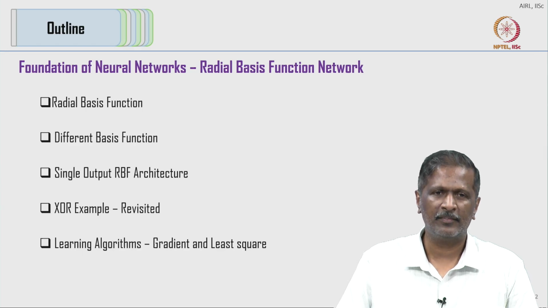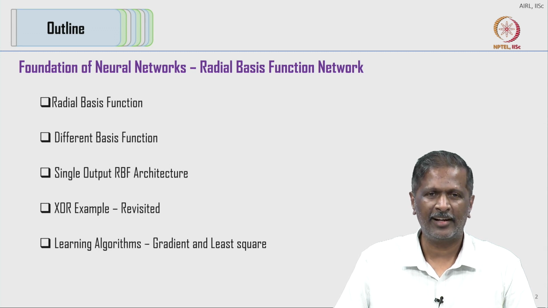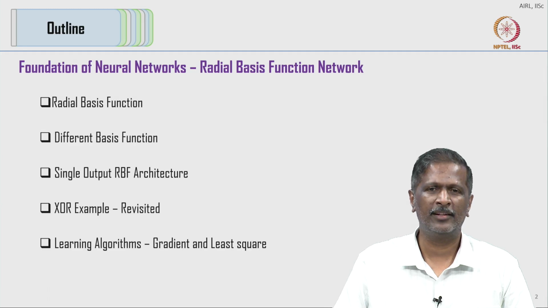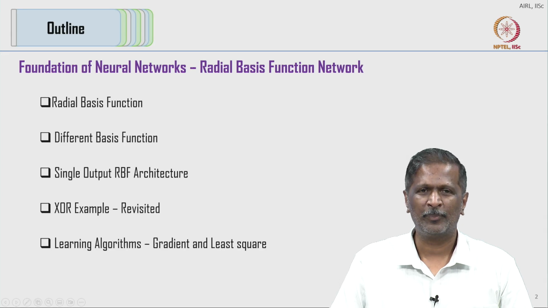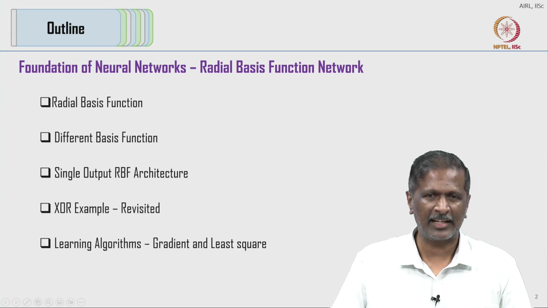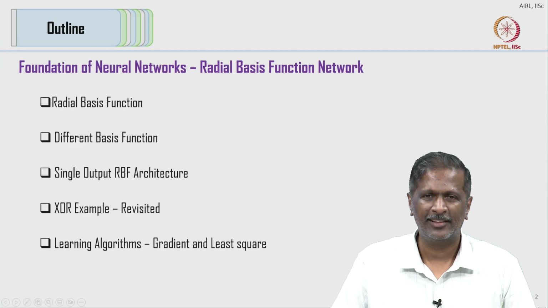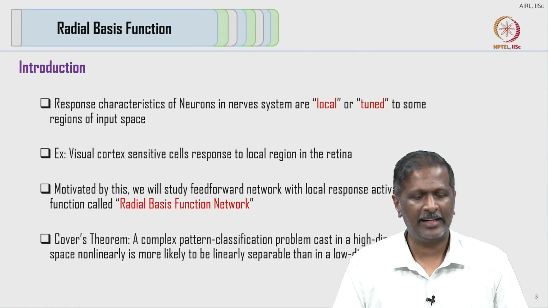Then we look at various learning approaches that are possible using radial basis function. And finally we see what is the difference between multi-layer perceptron and a radial basis function, and that will give us a flavor of different activation function based feed-forward neural networks. Now what is this radial basis function?